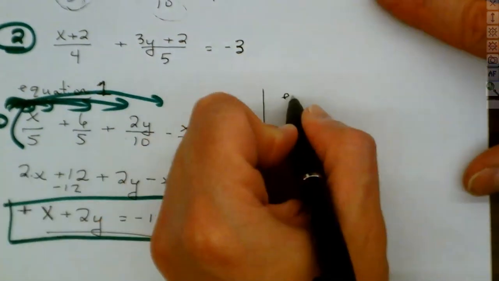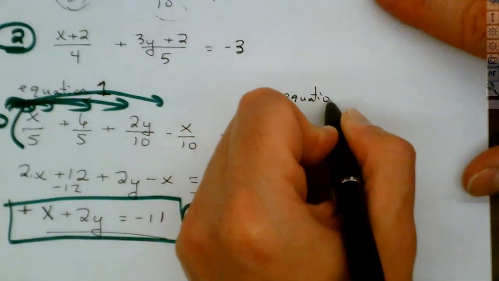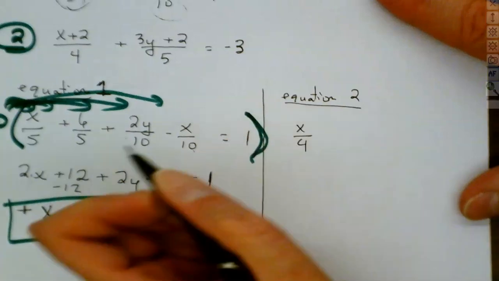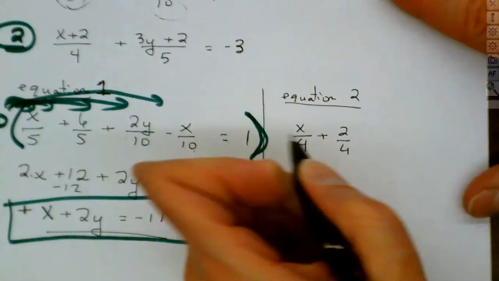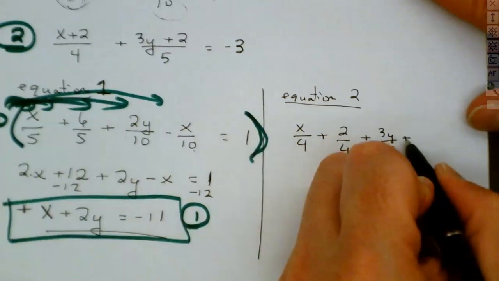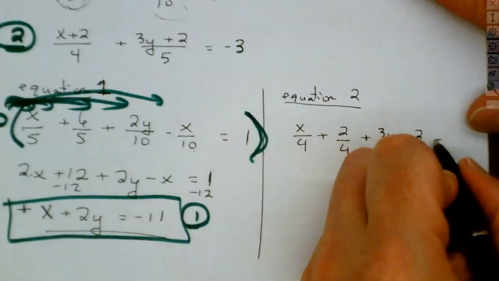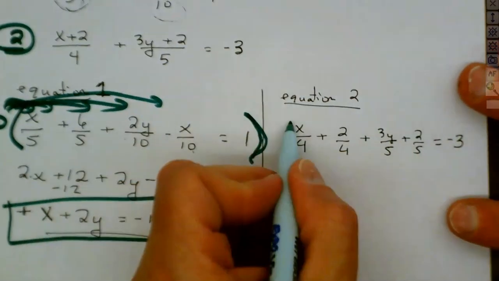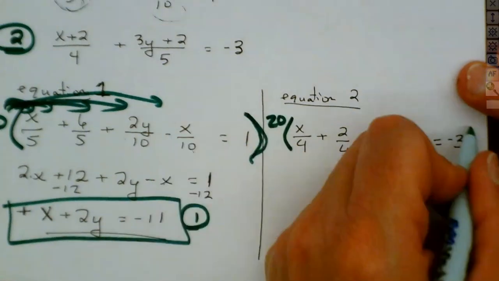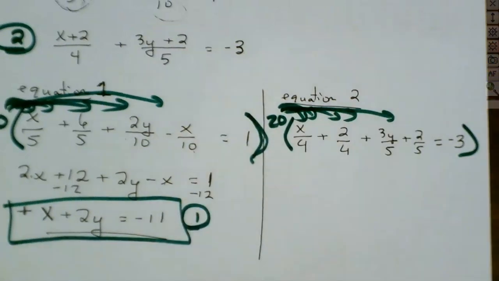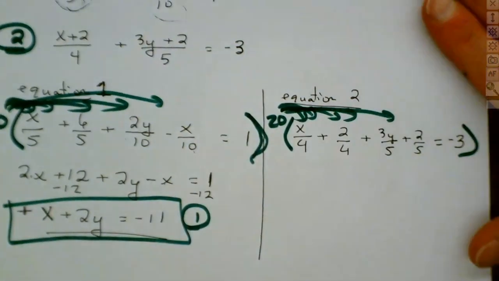Second equation. I'm going to split it up. We've got x over 4 plus 2 over 4 plus 3y over 5 plus 2 over 5, and that equals a minus 3. Least common denominator of 5 and 4 is going to be a 20. So we use the 20. See what we've got left and clean it up.